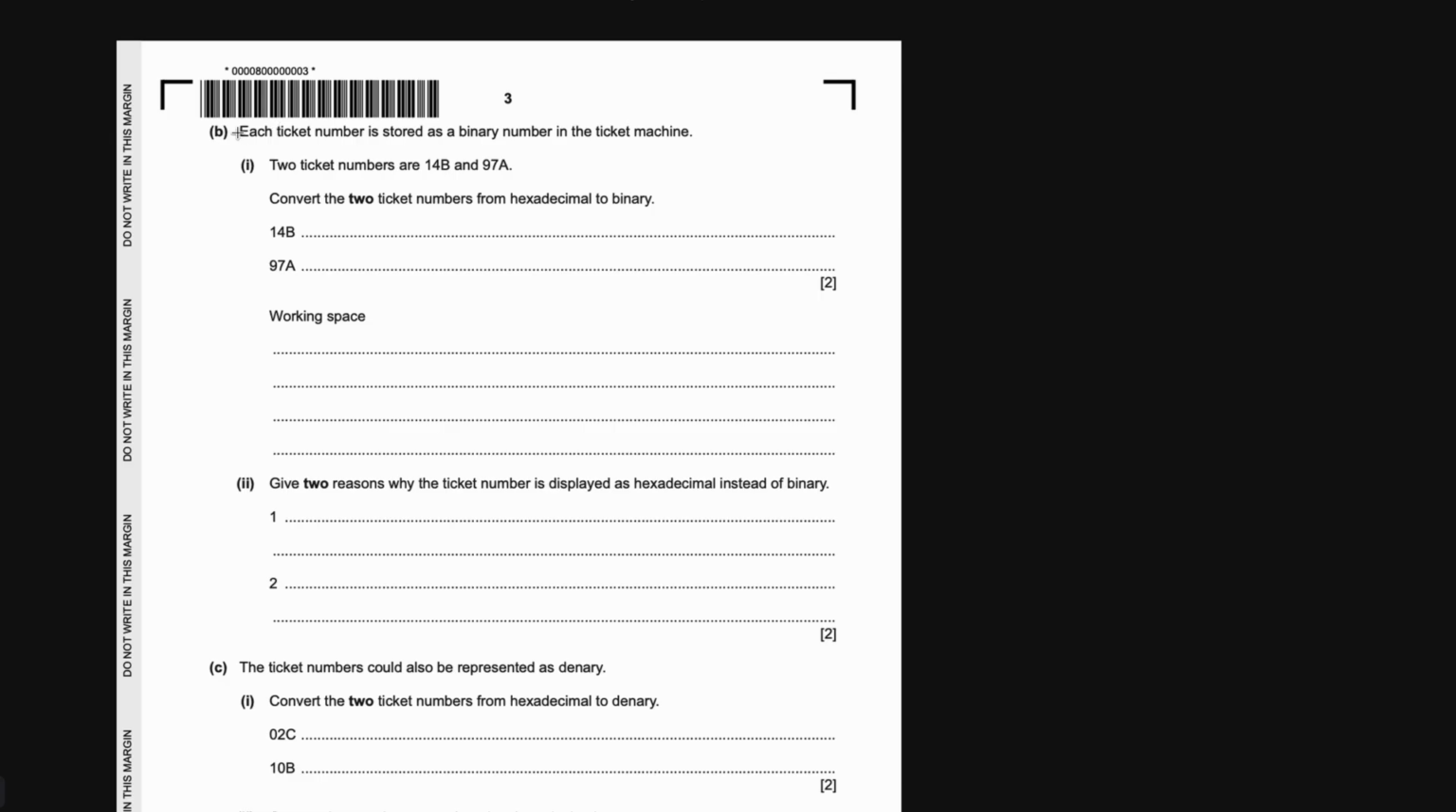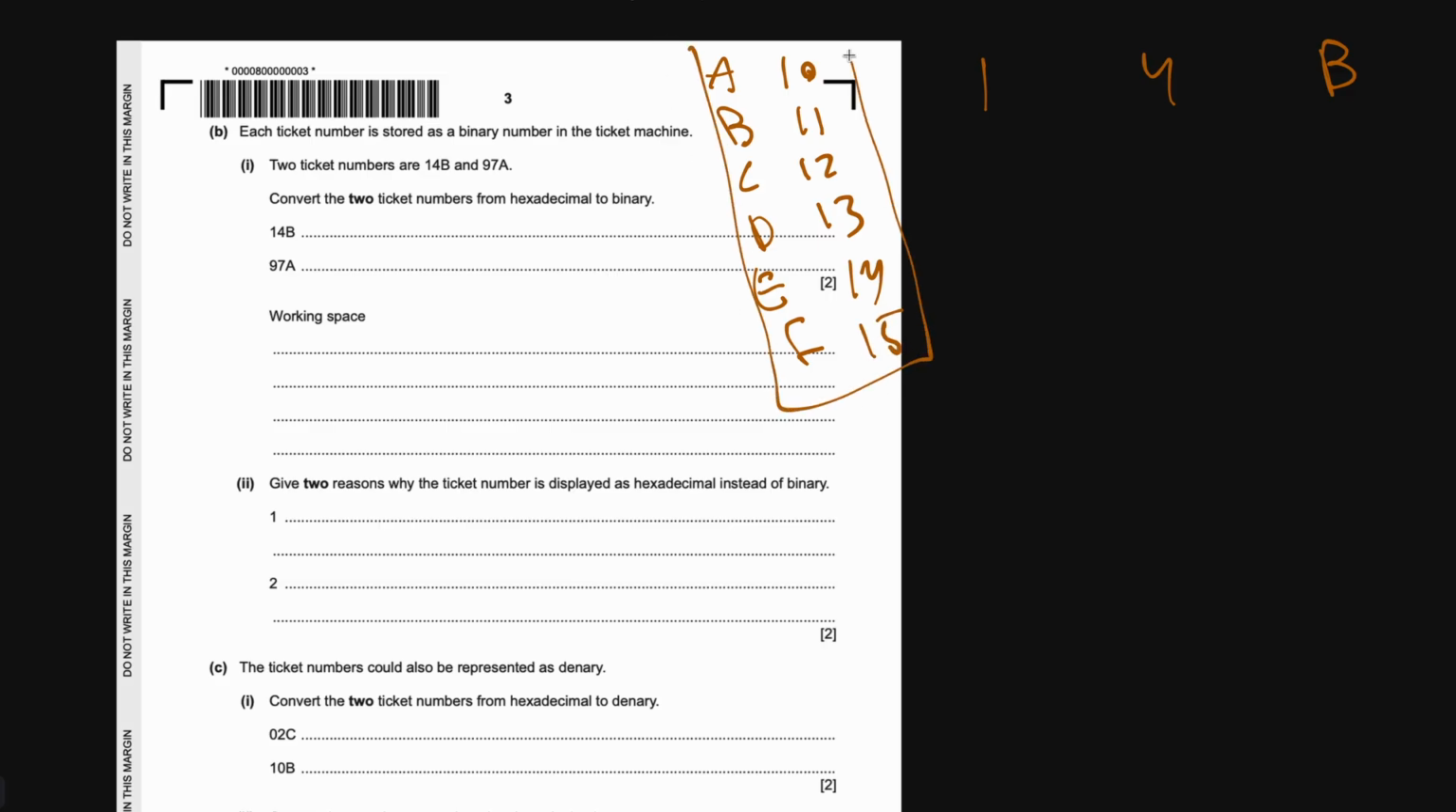So for part B, each ticket number is stored as a binary number in the ticket machine. 2 ticket numbers are 14B and 97A. Convert the 2 ticket numbers from hexadecimal to binary. So let's take 1, 4, and B. So let's make a quick key. A is 10, B is 11, C is 12, D is 13, E is 14, and F is 15. Okay, this is just a quick key for those who do not memorize the letters, right?